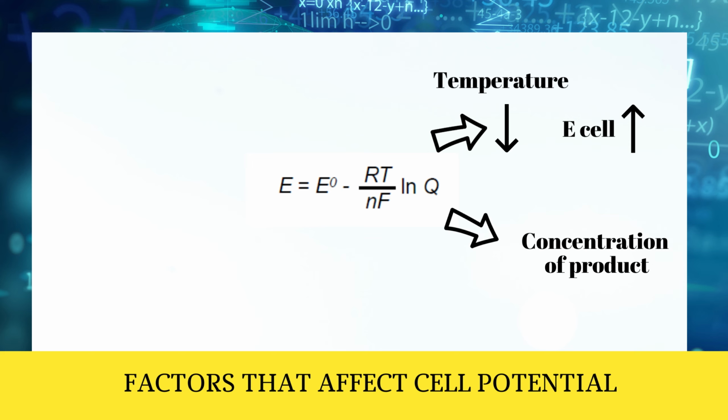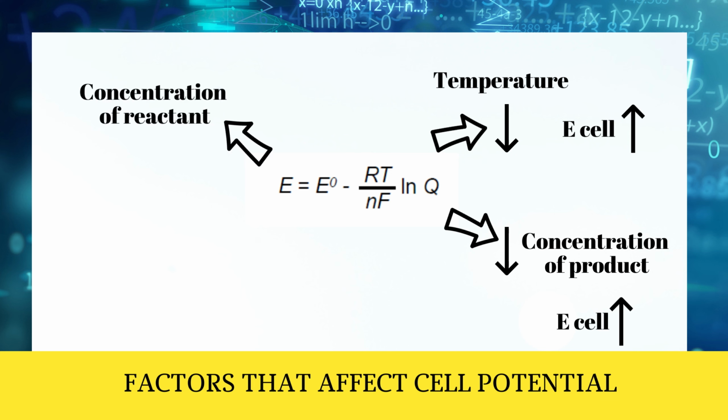The second factor that affects the cell potential is the concentration of products. When the concentration of products decreases, the term RT over nF ln Q becomes smaller, so the magnitude of the cell potential increases.